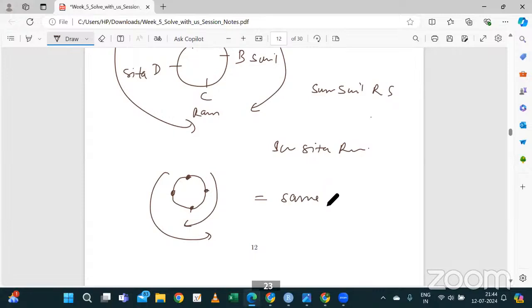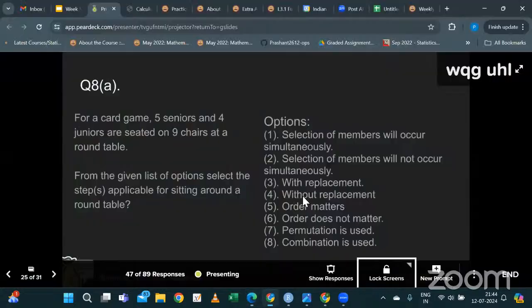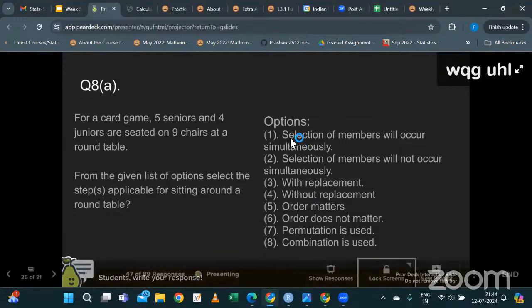You have to see whether mirror images are same or not. In this case, it is same. So that would be 3 number of cases. So now in this question, first option will be correct, right?